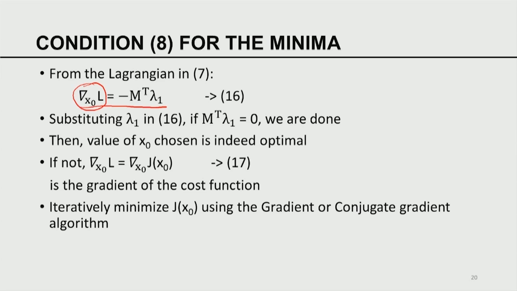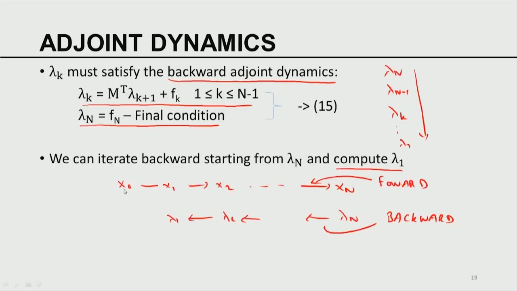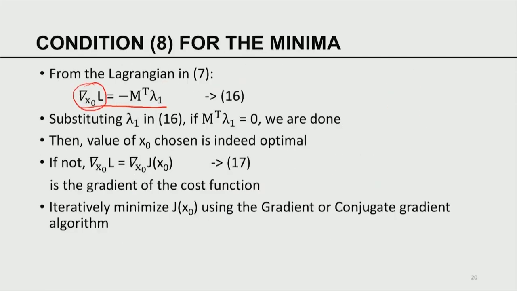So if it turns out, let me go back. If it turns out the x naught I chose, from which I computed x1, x2, x3, x4, from which I computed the errors, from which I computed the fk's, from which I computed the lambdas, from which I computed minus m transpose lambda 1, and if this lambda 1 happens to be 0, well and good, I am done.